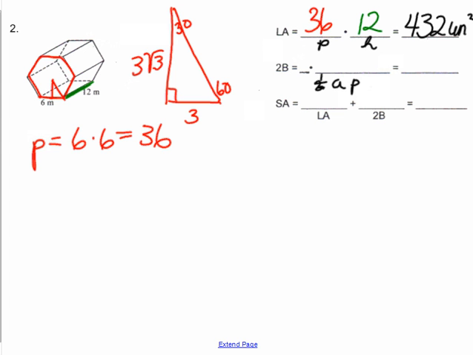Okay, so now I think I've got everything I need, right? So the first thing we're going to do is write in the 2 for the 2 bases. Then I've got 1/2 times the apothem, which is 3 radical 3, times the perimeter. Well, we already figured out the perimeter, that's 36, times 36. And when you type that into your calculator, you end up with 187.1.